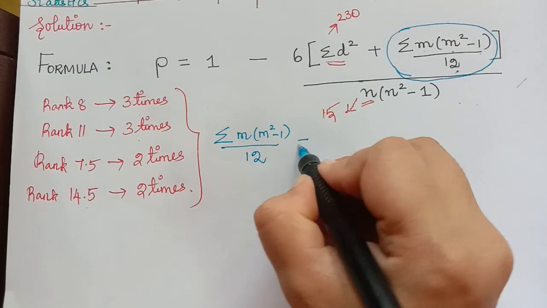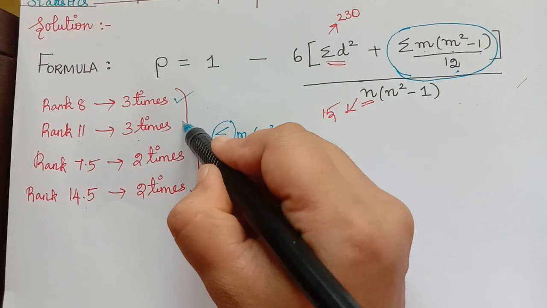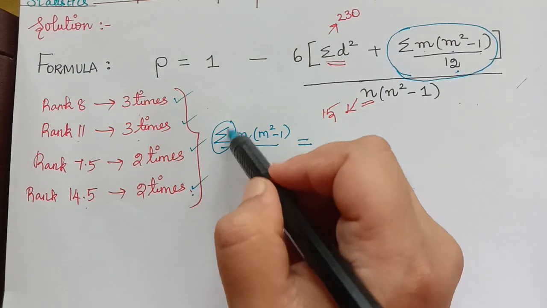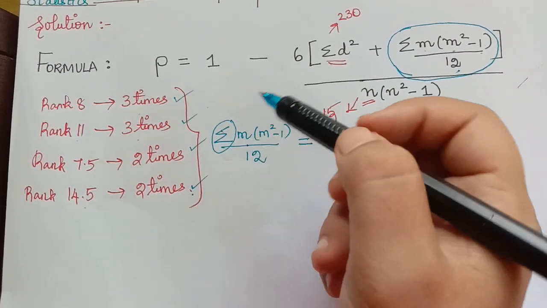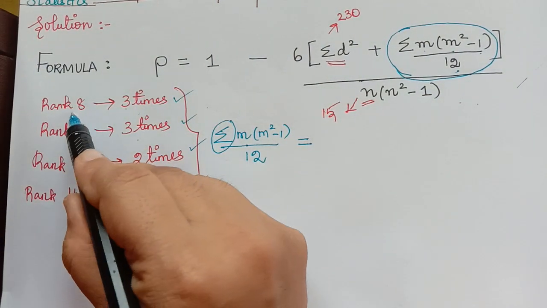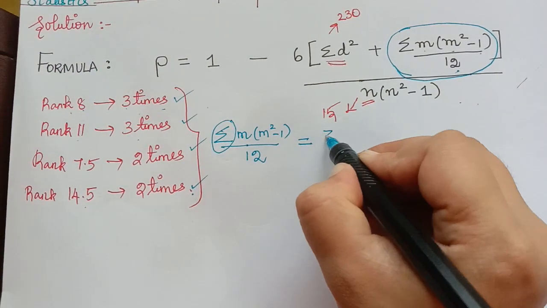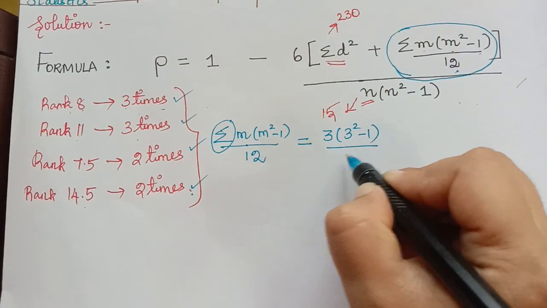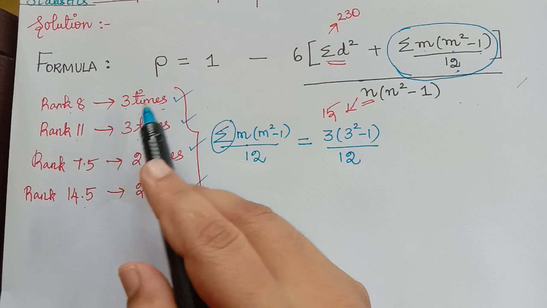So that will be equal to, this summation is because we have repetitions more than one number of times. Because of that only we are having summation. And what is the value of m? First value for m is 3, because how many times is rank 8 repeated? 3 times. So 3 multiplied with 3 square minus 1 divided by 12. So this is the first value of m.